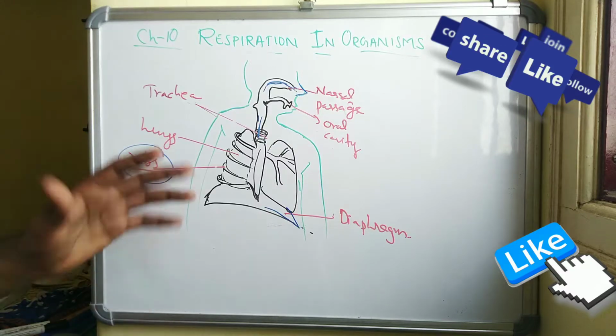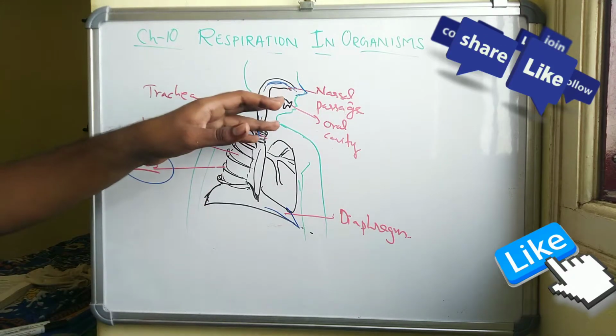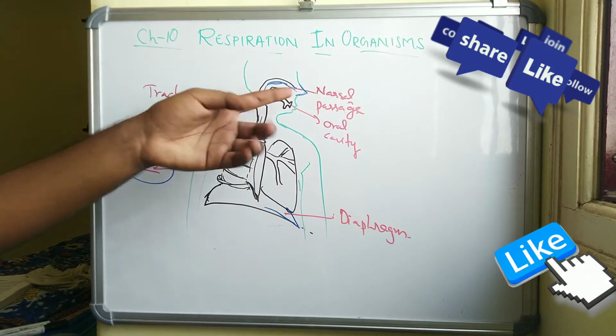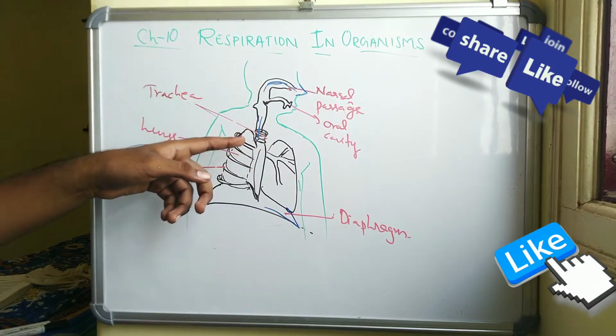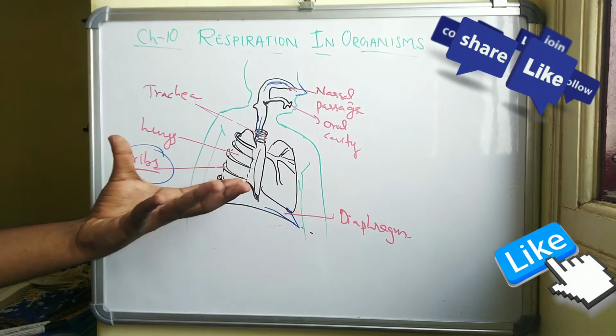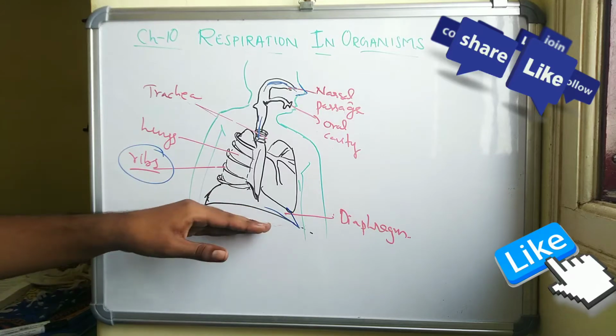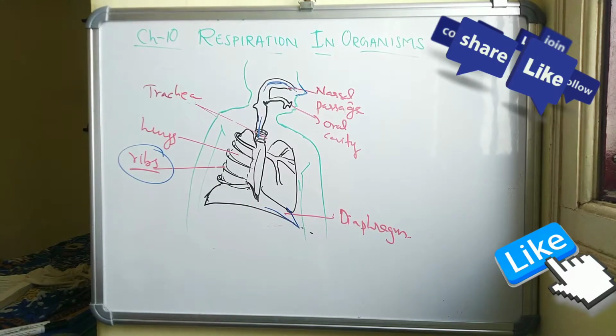Try to analyze that by doing it yourself when you breathe. Air enters, reaches the lungs, fills them up, they expand, the ribs also expand, and the diaphragm moves downward. Try to analyze that.